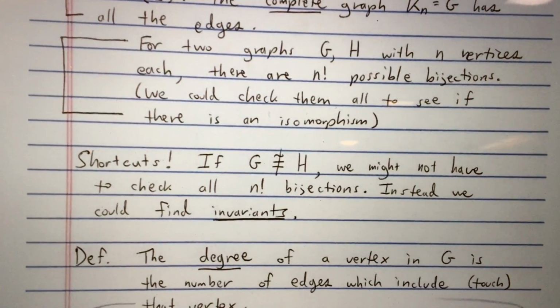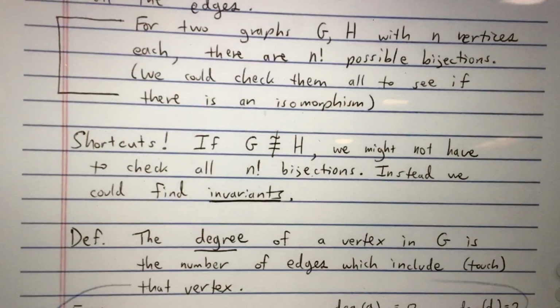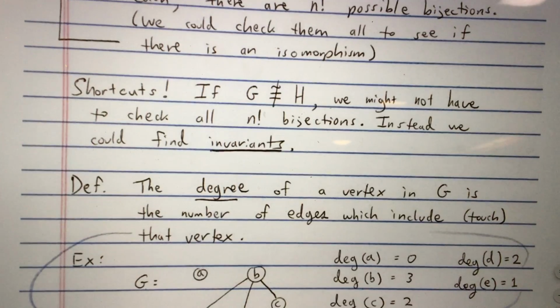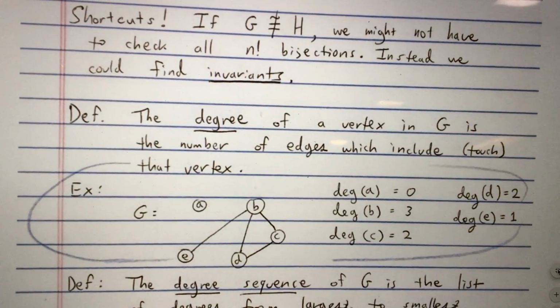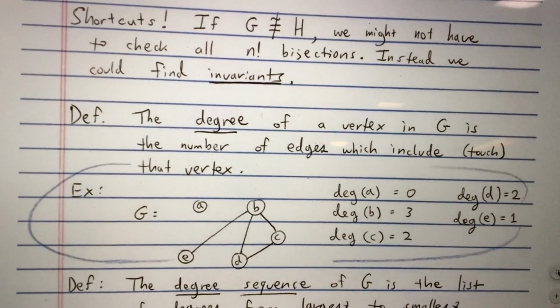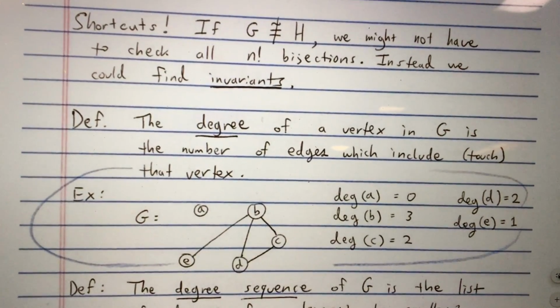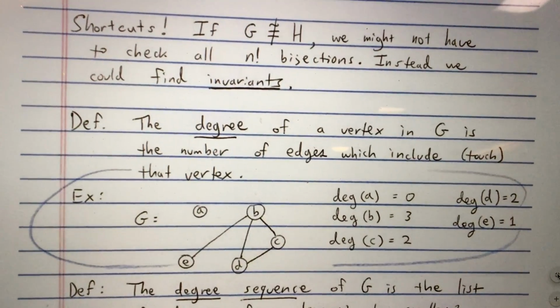So, definition: the degree of a vertex in G is the number of edges which include that vertex. So in the picture, it's the number of edges that touch it. Here's an example of some degrees just to look at. Here's G, and it has A, B, C, D, and E as vertices. Notice that A isn't connected to anything. That can happen. But the rest of them have some edges.